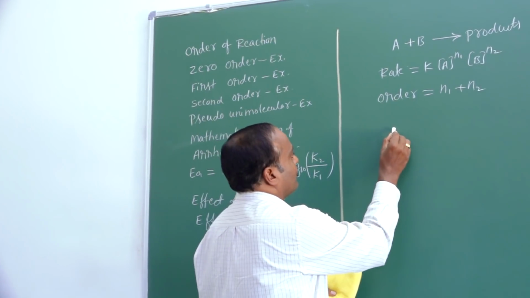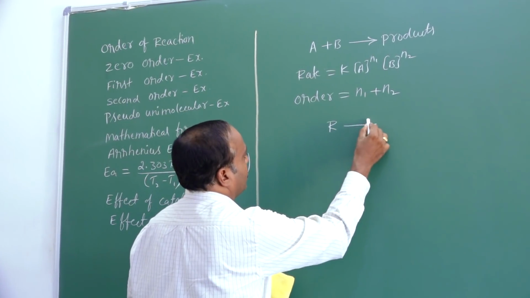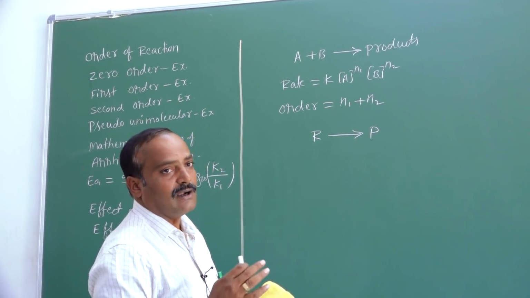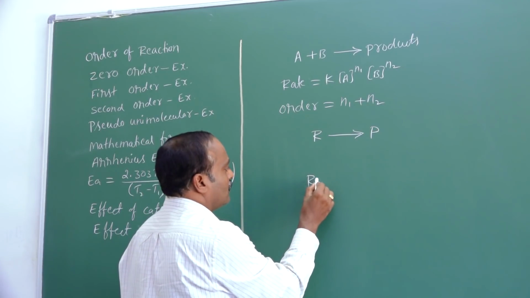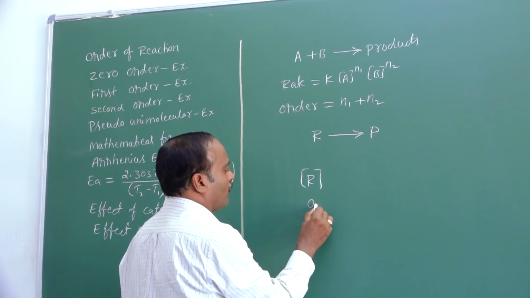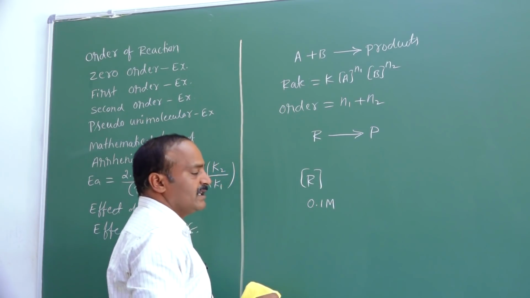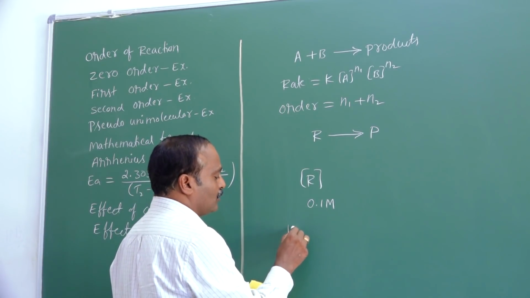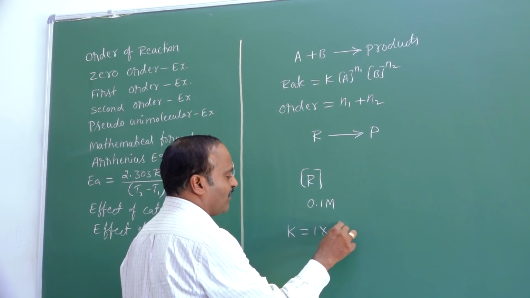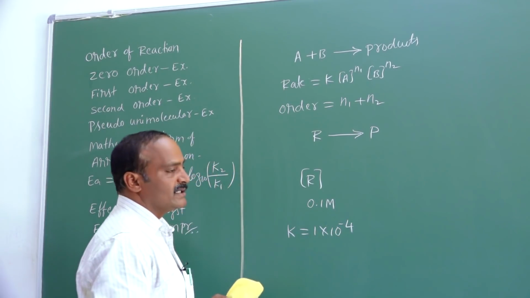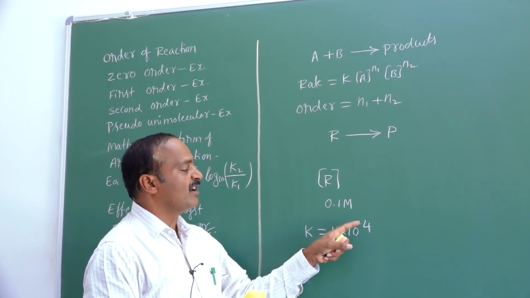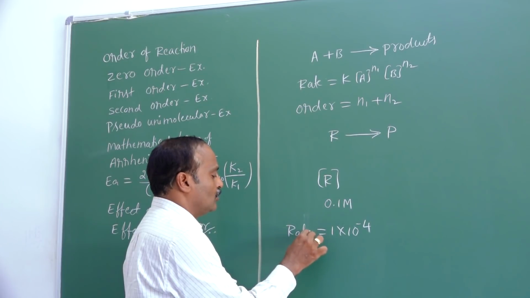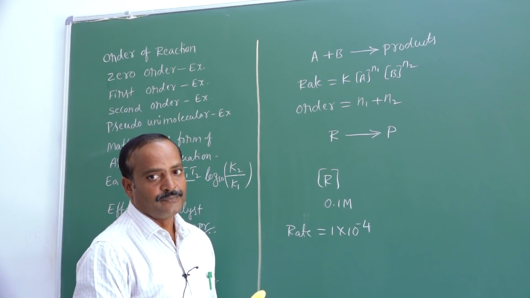Here R gives P. R is called reactant, P is called product. If you assume the initial concentration of R is 0.1 mole, and its rate constant value is 1 into 10 to the power of minus 4, its rate is equal to 1 into 10 to the power of minus 4.